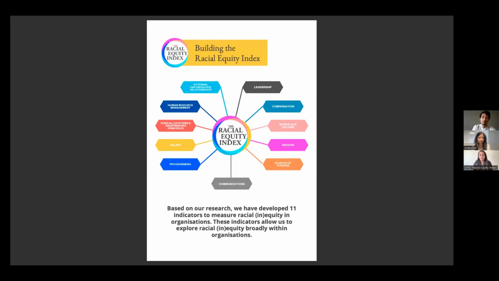These indicators allow us to explore racial inequity broadly across an organization. These indicators include workplace culture, mission, salary, fund allocations, grant-making principles, leadership. So a lot of different areas where we see racial inequity popping up, and that can be layered or broadly located within each of those indicators. Each of these indicators has significant work around it in terms of the definitions and how we talk about racial inequity within each indicator. So we have 11 indicators of racial equity. We're probably going to add another one or a couple more as we continue to do our research.